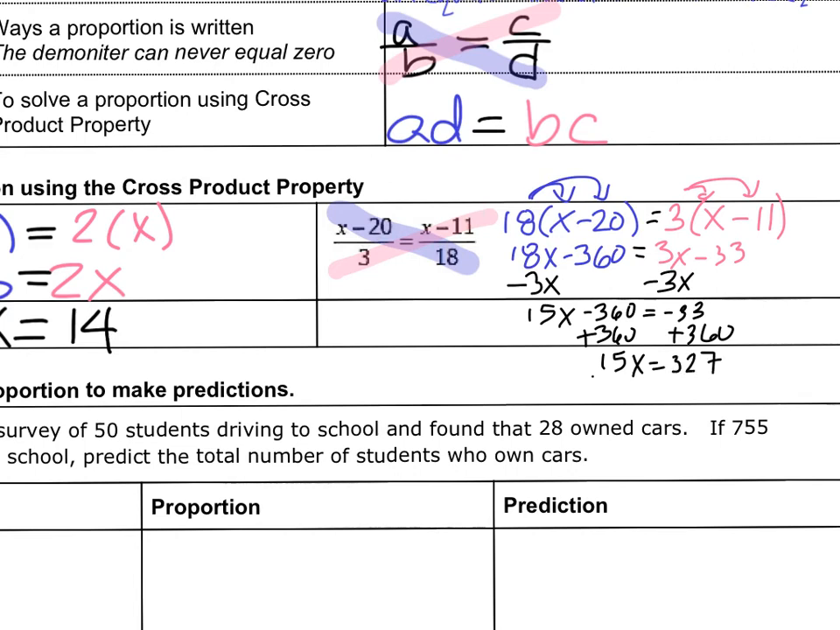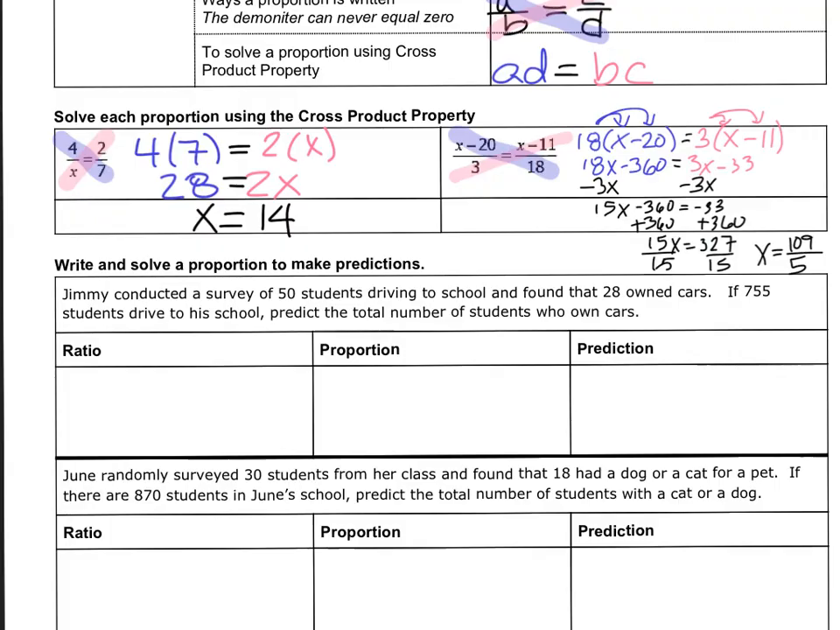327. Now in our final step, we divide both sides by 15. This is not going to divide evenly, and that's okay. We're going to leave our answer as that fraction. So I have x is, because a fraction is one of those ways to write the ratio, and so this would be 109 to 5. So we set up ratios, and we use the cross product property to solve so that way we can make some predictions.